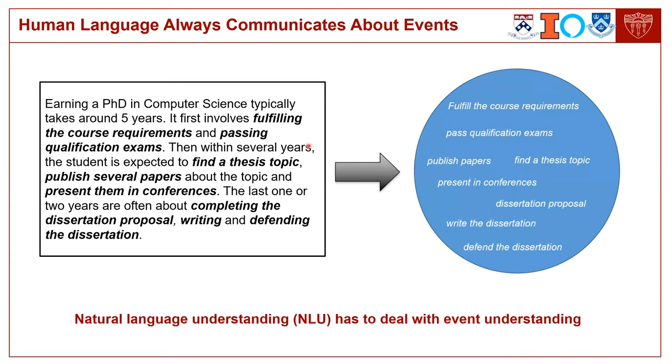So the first message I want to bring in here is that we know human language always communicates about the progress of events. For example, when we talk about earning a PhD degree, there are so many relevant events we can talk about, starting from fulfilling the course requirements, passing the qualification exam, and so on and so forth, until we defend a dissertation or maybe file the dissertation. So in that way, understanding natural language by the machine should also involve understanding events.